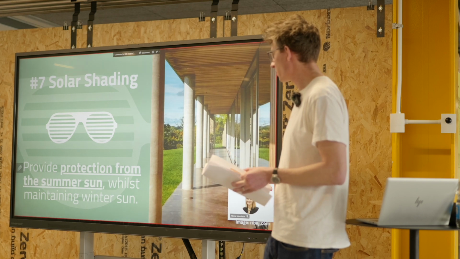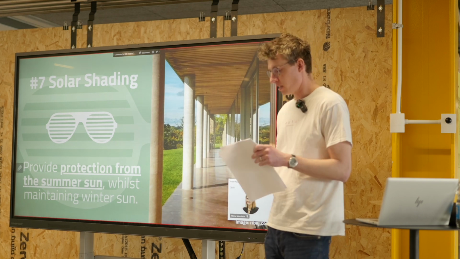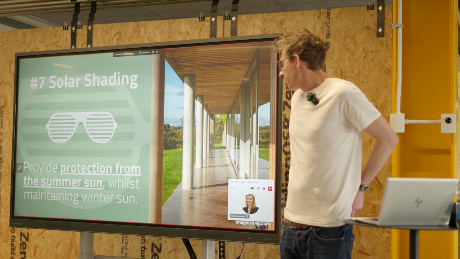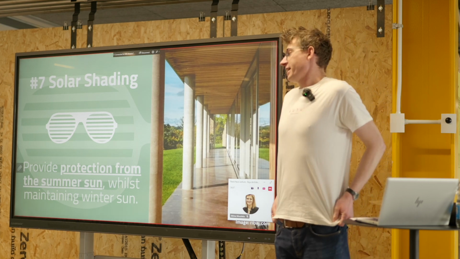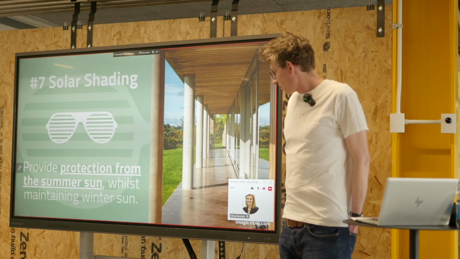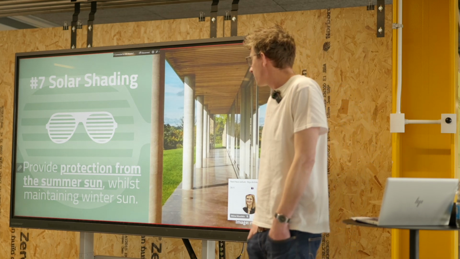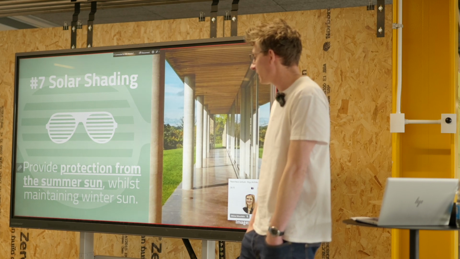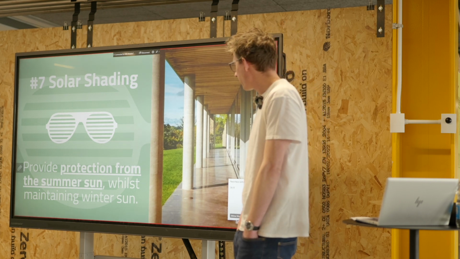Number 7, solar shading. Like I said earlier, you need to balance the amount of sun that you get into your passive house to make it generate heat in the winter, but without overheating in the summer. And obviously the way of achieving that is by solar shading. And that's another reason why we need to orientate our buildings ideally to the south, because you can manage it.